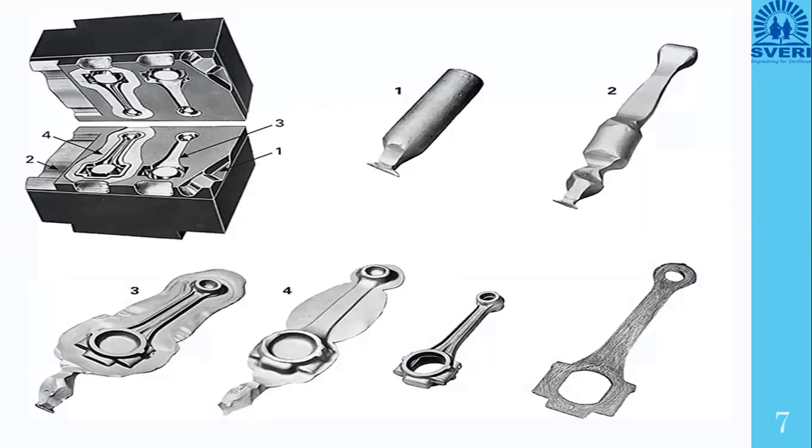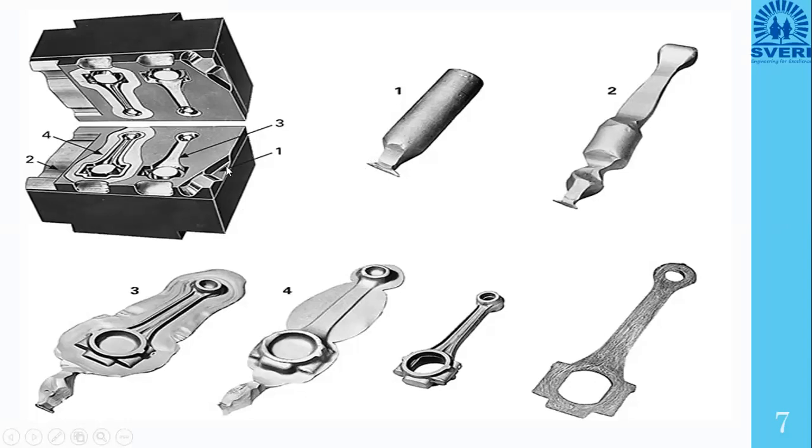Then this is the example. This is the example of closed die forging. When a round rod, a round bar, is heated and placed in this first die, this is the lower die, this is the upper die. In the first slot, when it is placed and compressed, when the upper die is closed, the first shape will be formed.